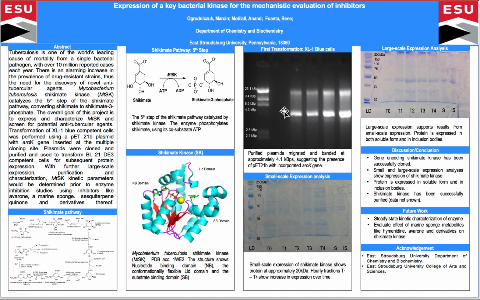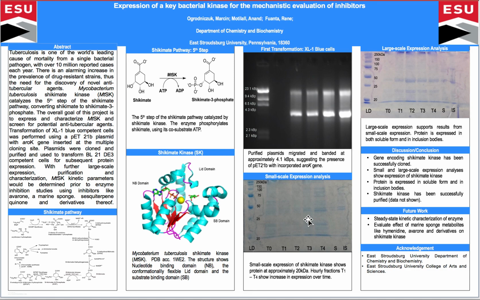Transformed DE3 Gold cells were used to inoculate a series of lysogeny broths that were supplemented with both ampicillin and chloramphenicol. Finally, shikimate kinase synthesis was induced by the addition of 1 mM IPTG, and cell growth was monitored over 4 hours. Samples were collected every hour and an SDS-PAGE analysis was performed. The 4th hour sample was used to perform a TCA precipitation analysis and solubility test, shown here.